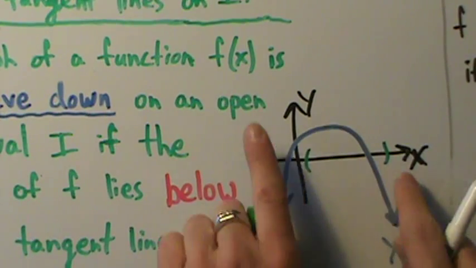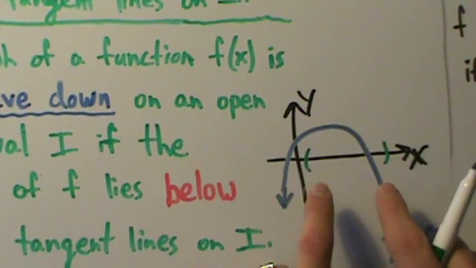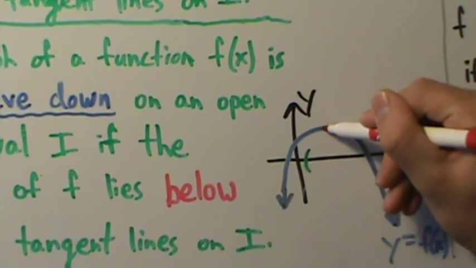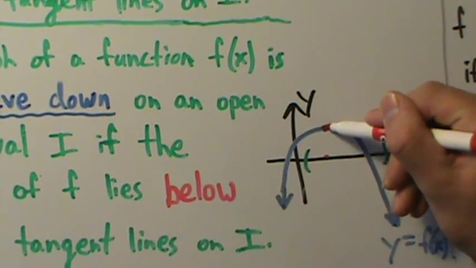Okay, so we don't care what's happening over here out to the left of the interval. We don't care what's happening out here to the right of the interval. We're just going to keep our attention focused inside of this interval here. Okay, so this point corresponds to an x coordinate inside of the interval, so that's good. So what if we draw a tangent line here?